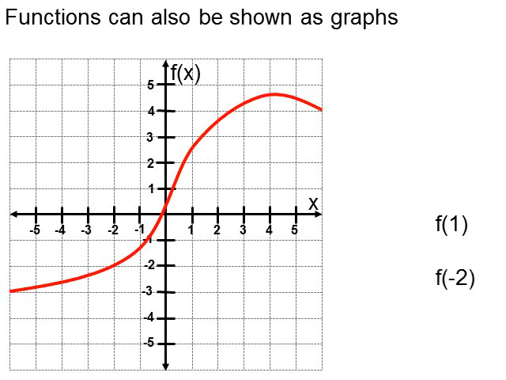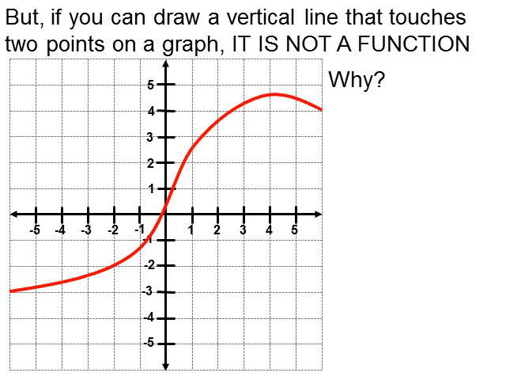F of negative 2, I go over to negative 2 on the x-axis and see that when I'm there, the red line is at f of x equals negative 2. So f of negative 2 is negative 2. F of 6, if I go over to 6 on the x-axis, that goes to 4 on the f of x-axis. So f of 6 is 4.